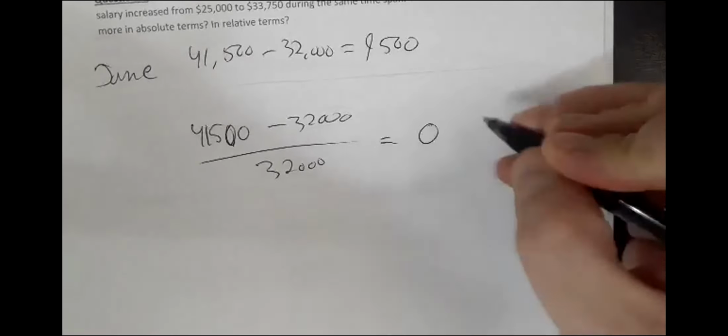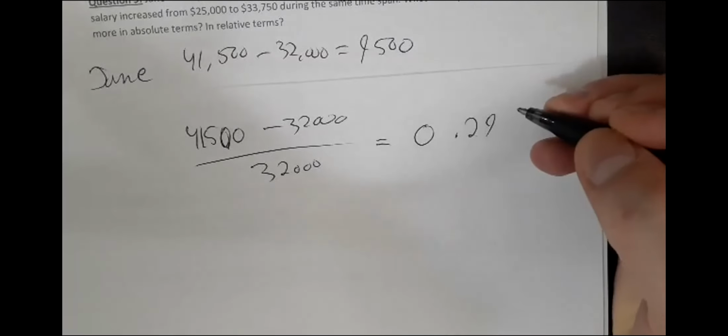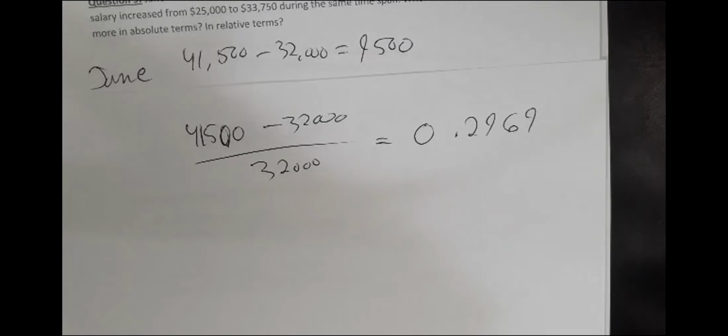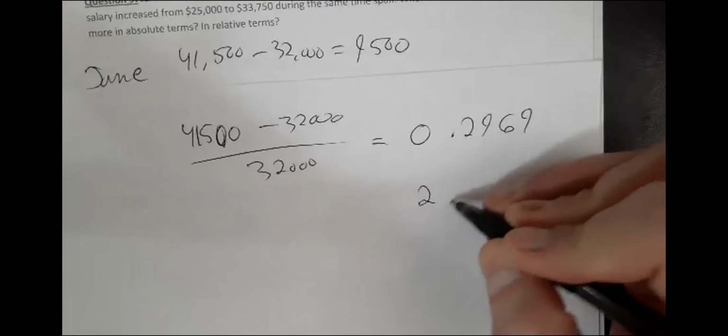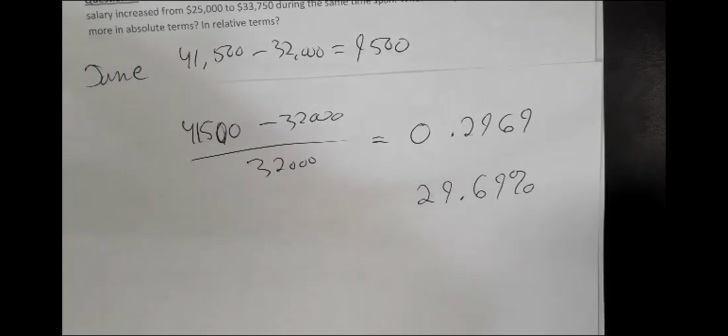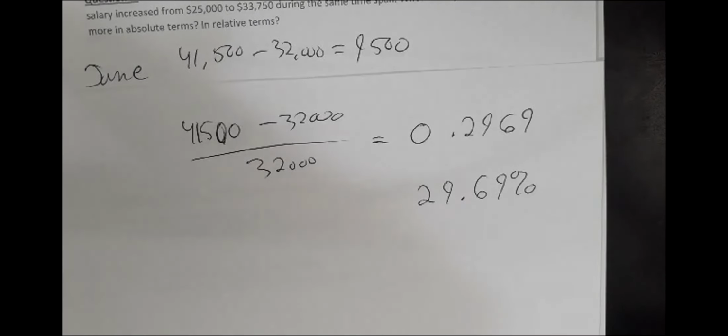So this is 9,500 and we're going to divide that by 32,000. It's going to give something like 0.2969 if I round it up. And so what is this telling me? I didn't write it on here, but I should really convert this to a percentage. So her increase is going up about 30%.